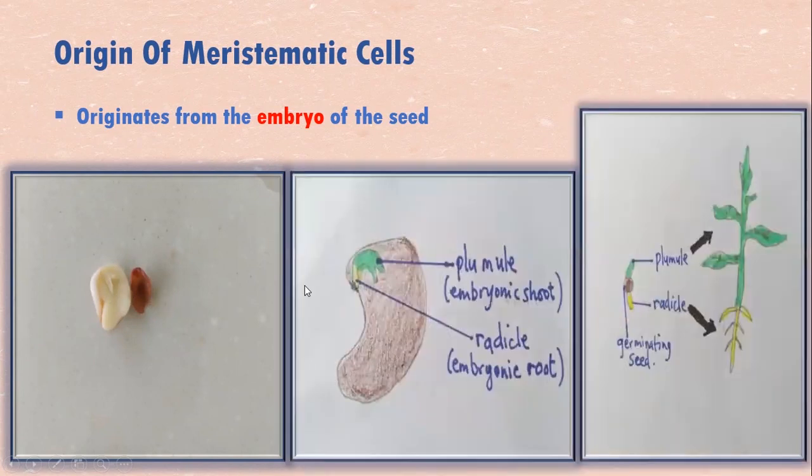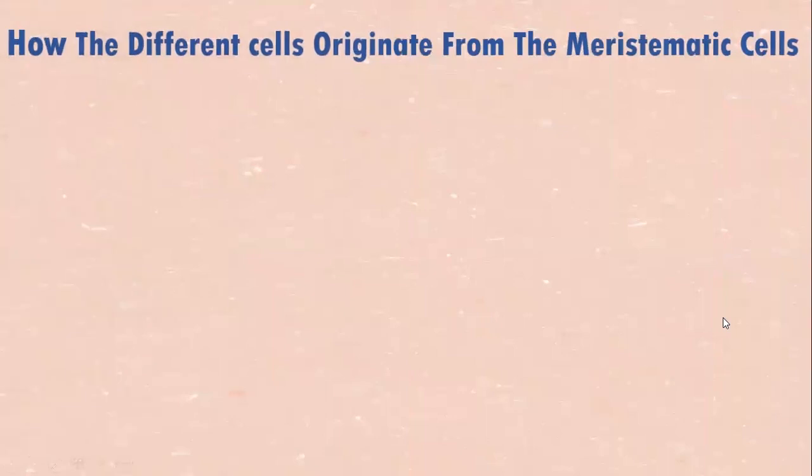The plumule is the embryonic shoot. It's the meristematic tissue that will form the shoots. The radicle is the embryonic root, the meristematic cells that will form the roots. So I drew this neatly here. Plumule becomes the shoot. Radicle becomes the root system.